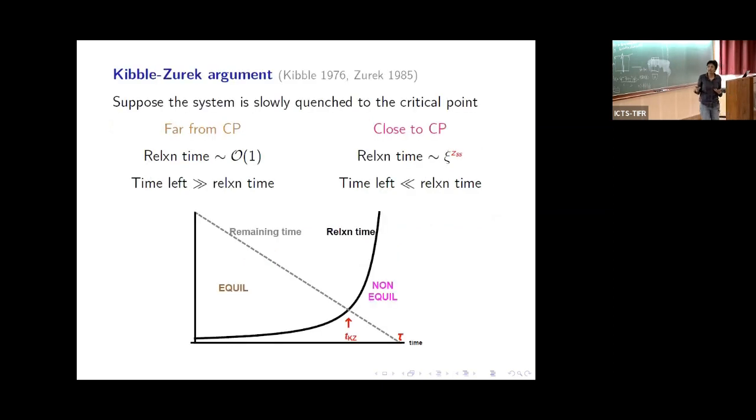There's a simple argument which allows one to find this exponent. It goes by the name of the Kibble-Zurek argument. Let me, for simplicity, assume that the system is quenched in finite time tau to the critical point.